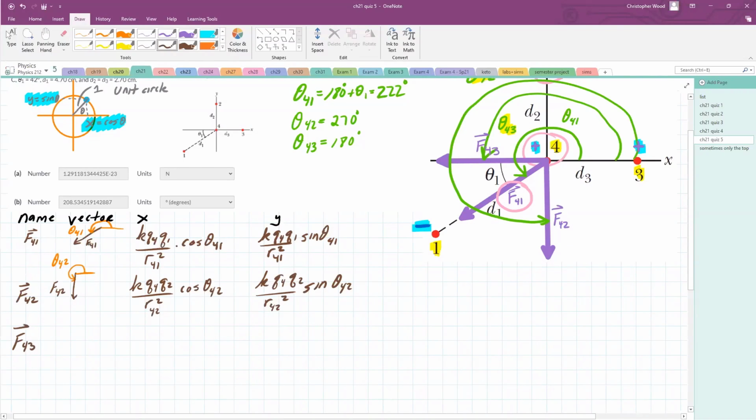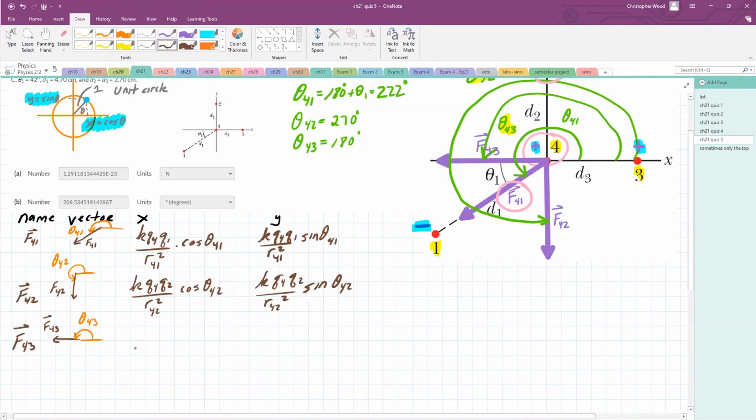F43. What is the electrostatic force acting on particle 4, which is right here for the umpteenth time, due to particle 3? Since they're both positively charged, F43 is in that negative x direction. So visually, it looks like this. Here's F43. There's my F43 vector. And again, I'm specifying everything going counterclockwise with respect to the positive x-axis.